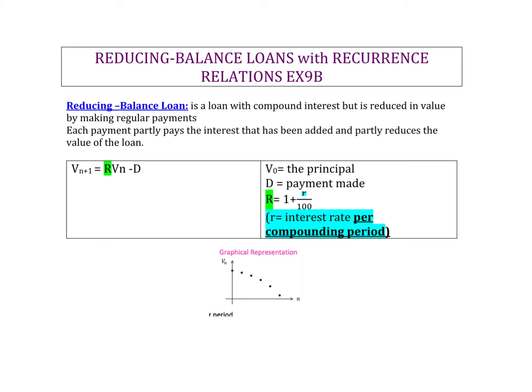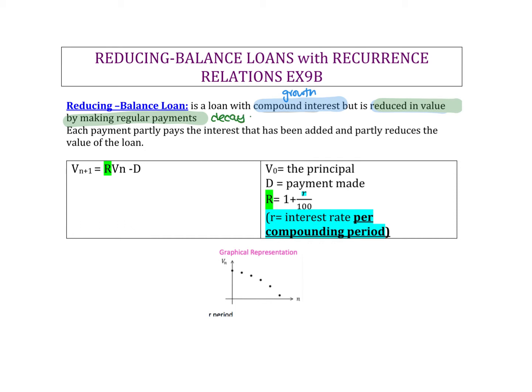All right, so what we're going to look at is reducing balance loans. With a reducing balance loan, it's with compound interest. So this compound interest is the growth, yeah? It's what you have to pay the bank for borrowing the money, okay? And then it reduces in value by making regular payments. So this is what we would call the decay, okay?